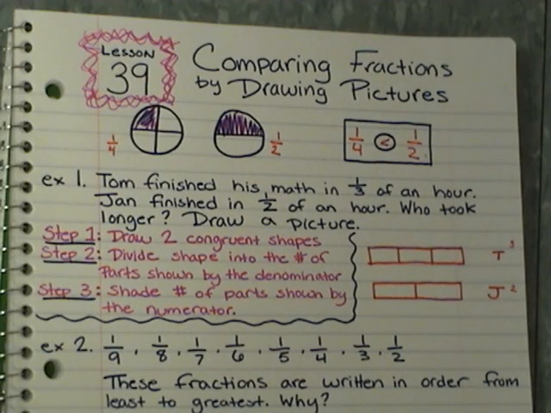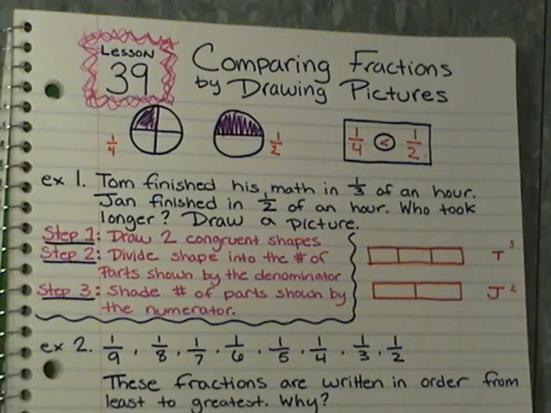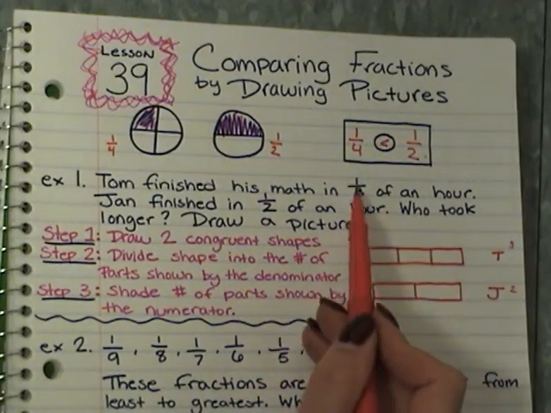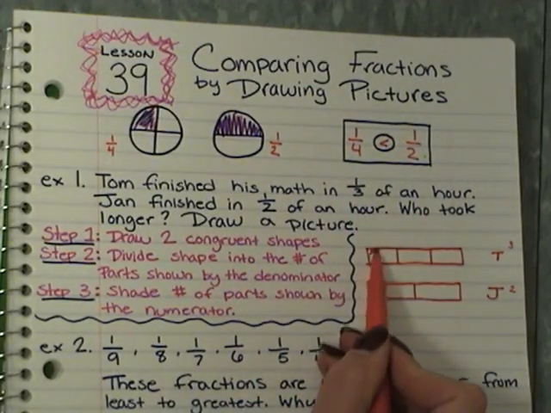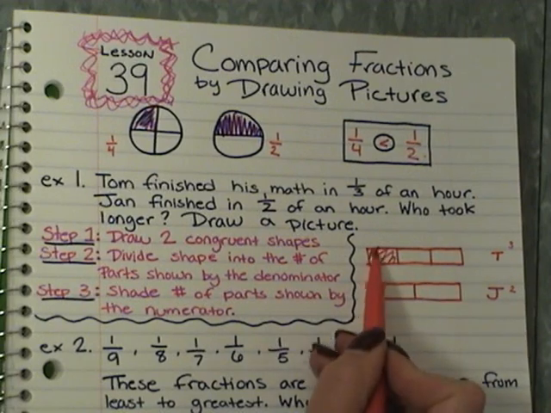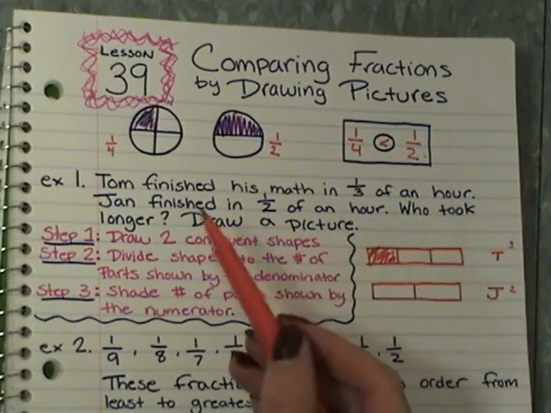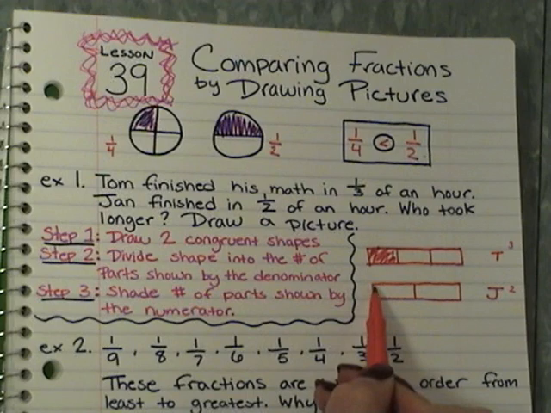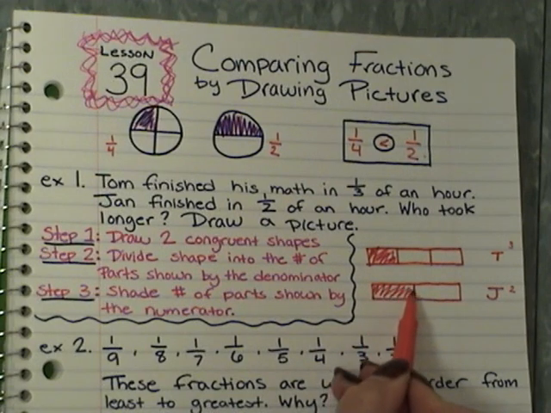Step 3 says, shade the number of parts shown by the numerator. We've talked about that before. The top number shows me how many pieces I want. So here, my numerator of 1/3 is 1, so I just want 1 piece here. And my numerator for Jan, 1/2, is 1, so I need 1 piece here.